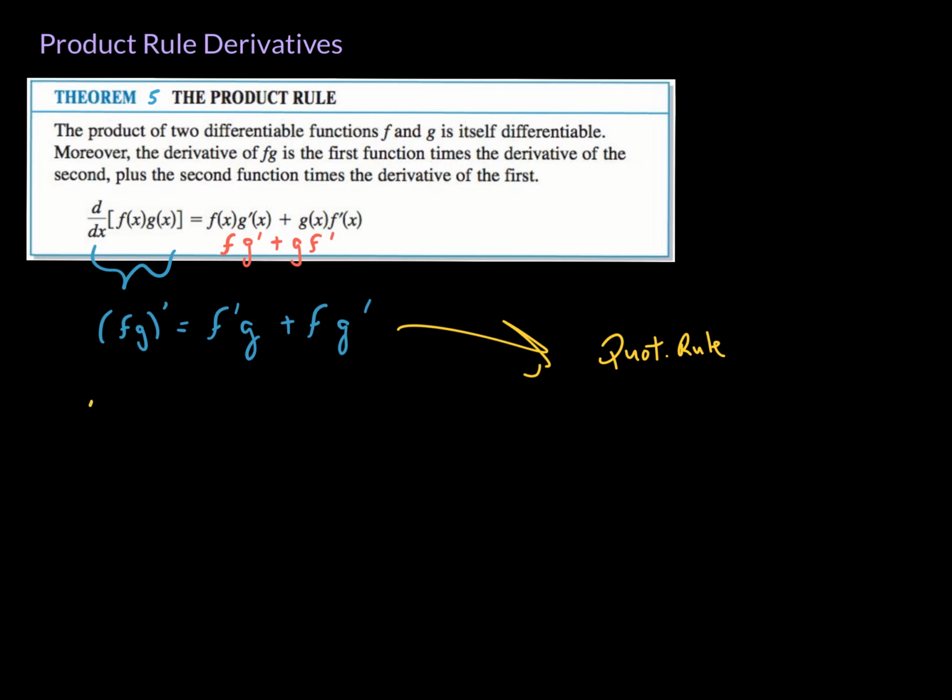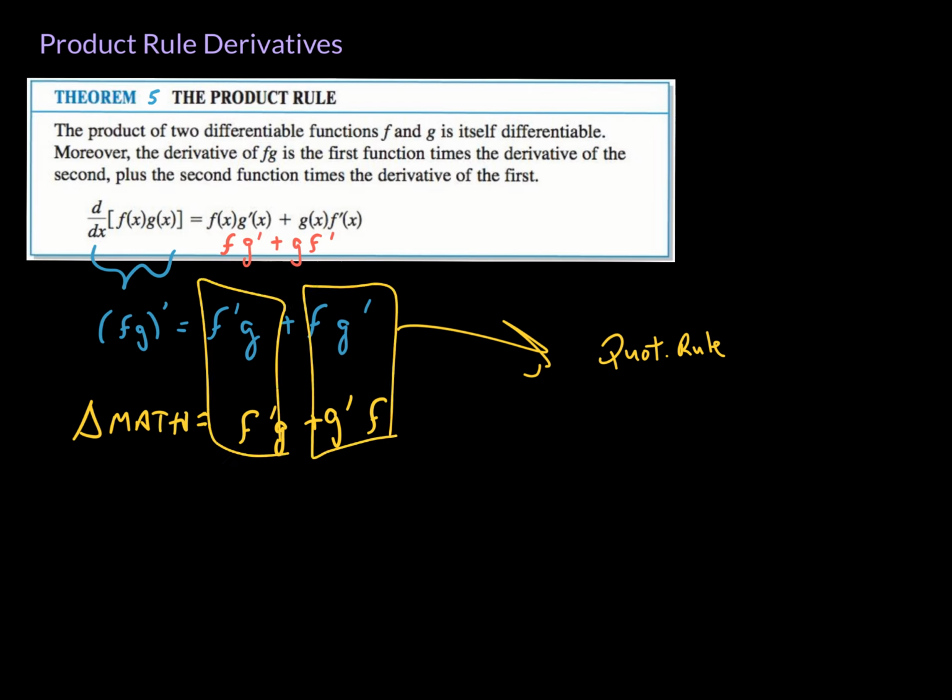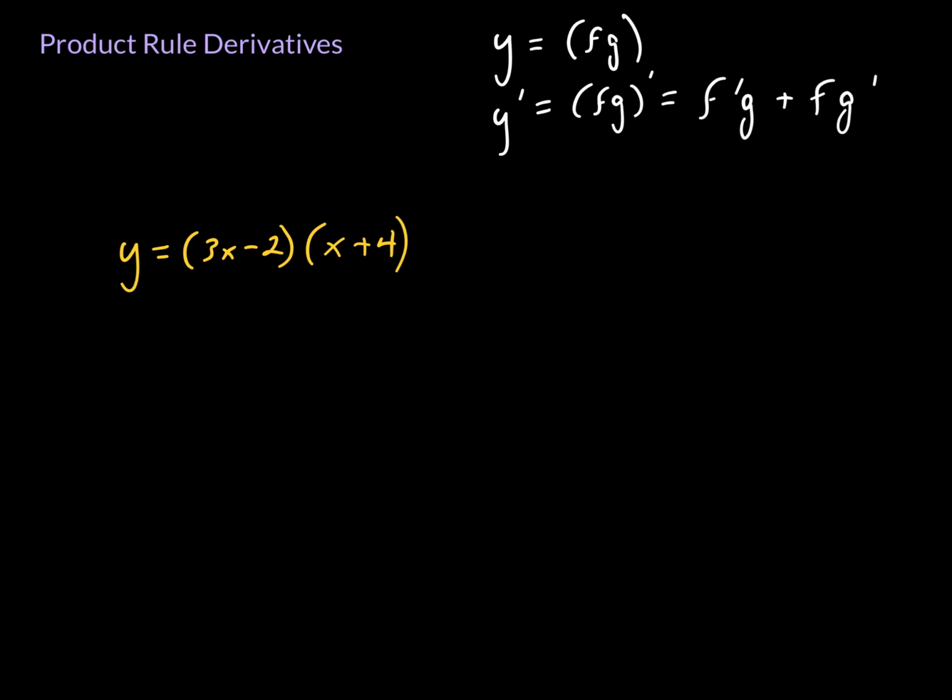But I also know that Delta Math writes it differently. Delta Math is going to write the product rule in this format: f prime times g plus g prime times f. And simply because multiplication is commutative, it really doesn't make a difference which one comes first or second. So they're all mathematically equivalent. Now with that said, your teacher may do it in one of these formats. I'm going to tell you right now, I'm going to do it the way I've always been doing it. So let's move on. Now for the product rule.